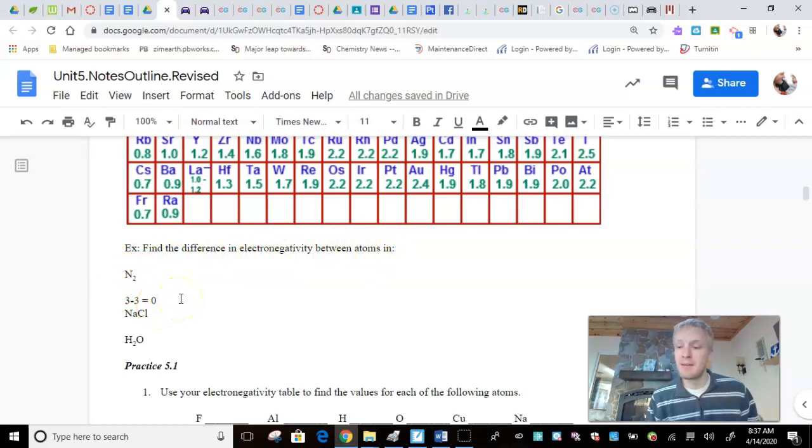And that would be a covalent bond. We'll talk about in another video how to equate these electronegativity value differences to determine whether it's ionic or covalent. And there's different types of covalent bonds that we'll get into. Right now, electronegativity difference: sodium and chlorine.